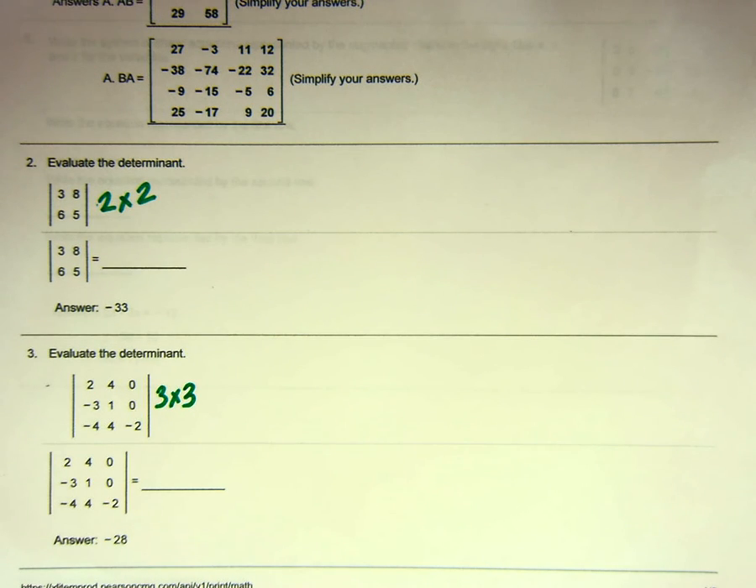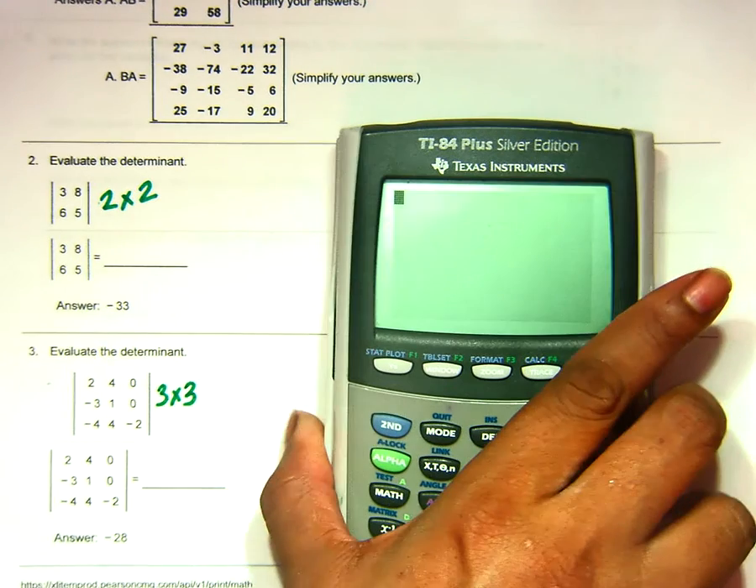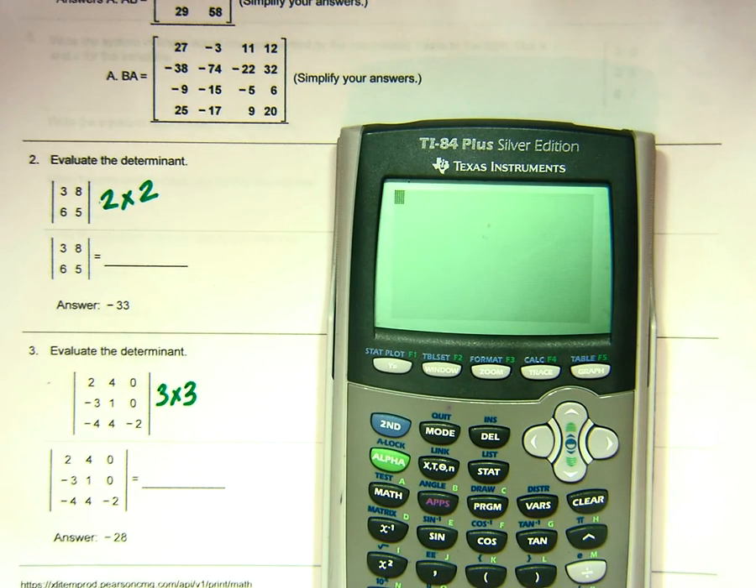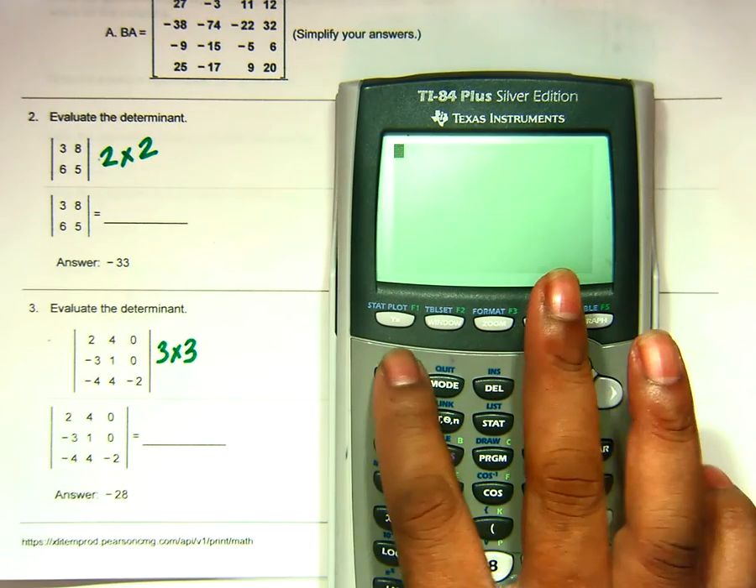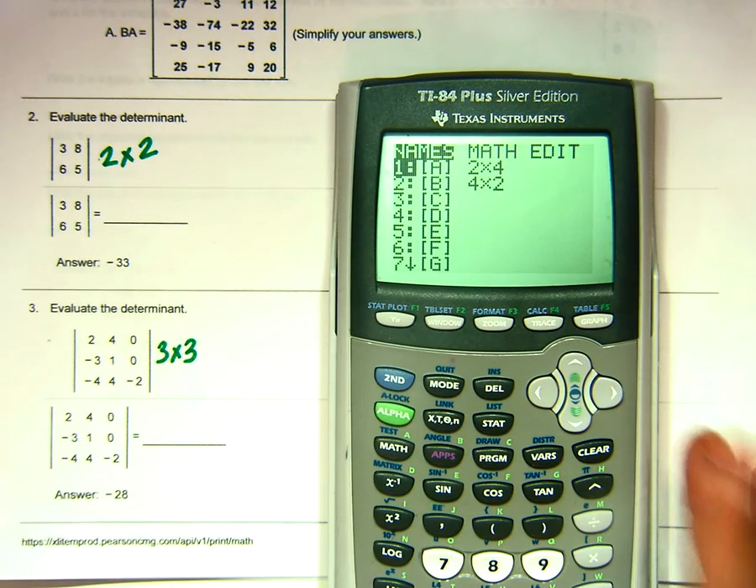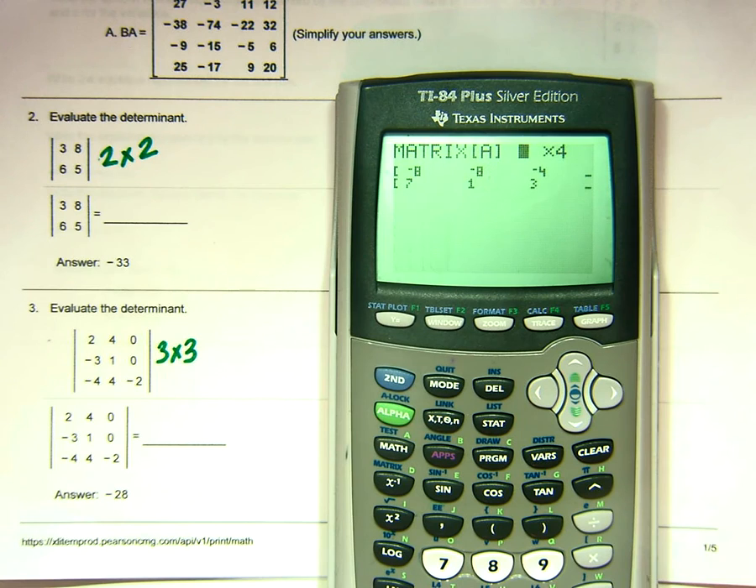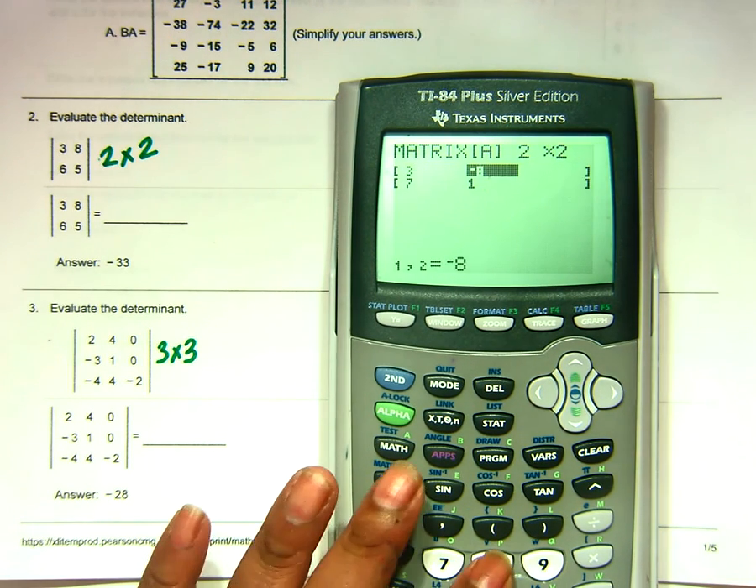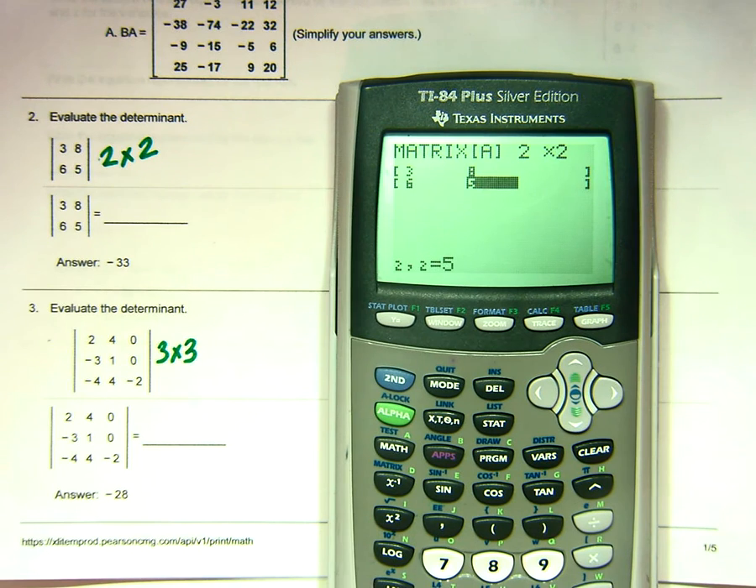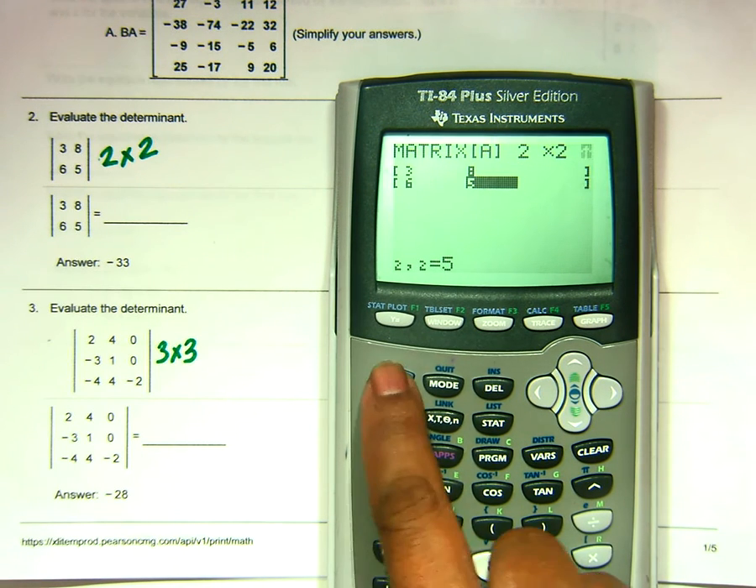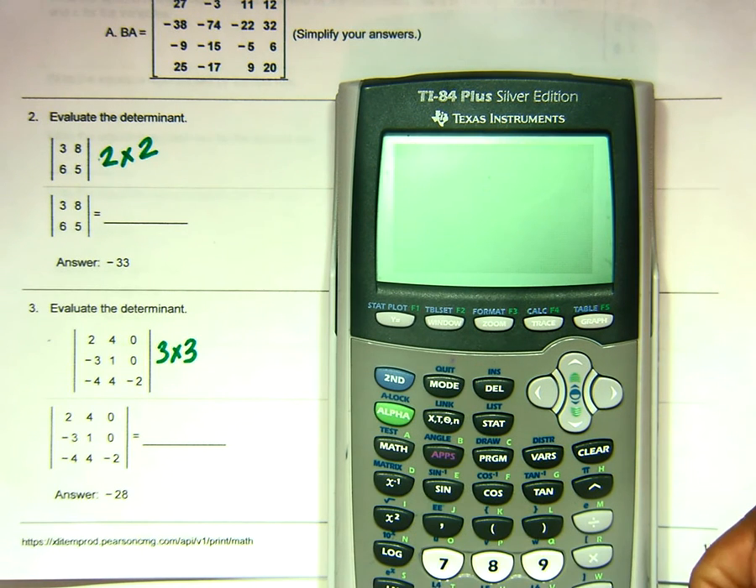So let's put in the first matrix. We're always going to use matrix A because matrix A is the automatic default one. So we're going to go again, second matrix, go over to edit, hit enter. Now we're going to make it a 2x2. So 2 enter, 2 enter. Put your numbers in from left to right. There we go. Second mode for quitting.